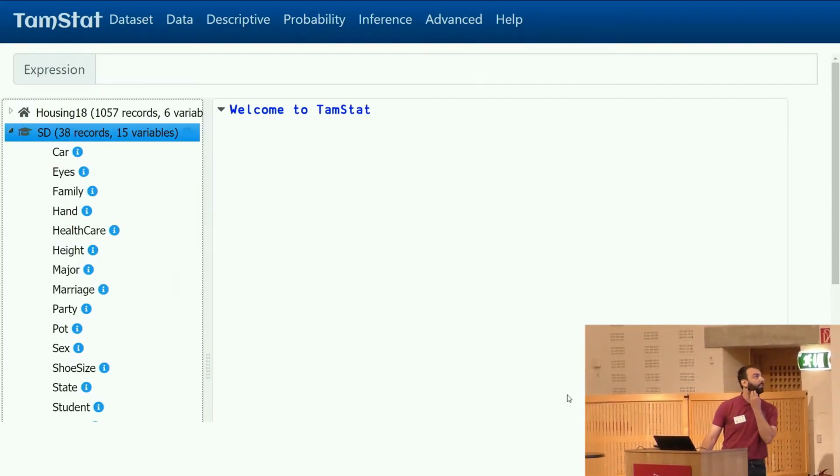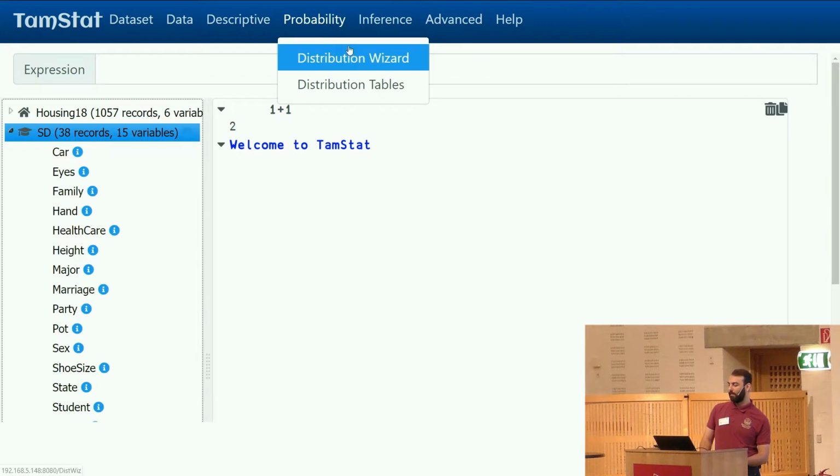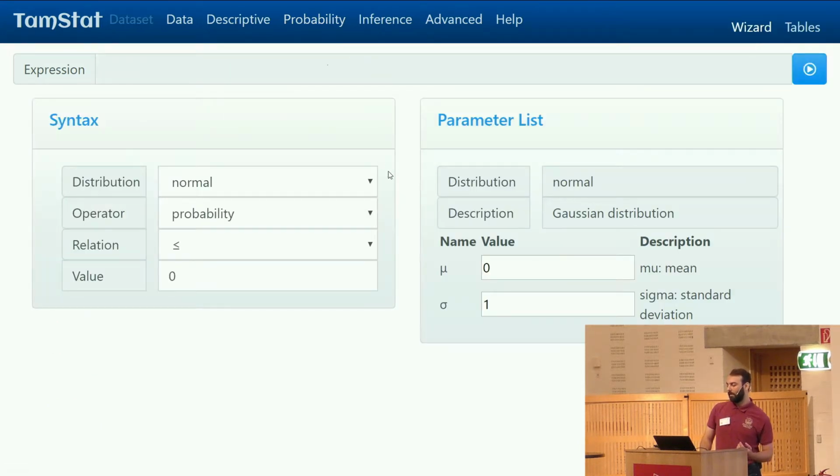So when you load TamStat, this is what it looks like. You have a session, you can enter APL statements and TamStat expressions. You have some preloaded data sets that you can use to try things out. In the Mensa example, we're interested in something about probability distributions. So we just go to the probability distribution wizard.